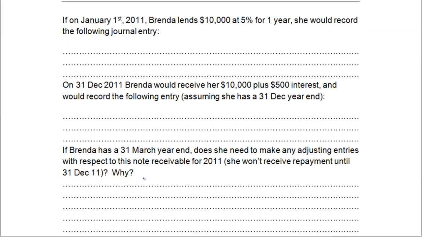Okay, so let's take a look at Brenda and her situation. On January 1st, she lends $10,000 at 5% for 1 year. She would record the following entry: debit note receivable $10,000, credit cash. And so a year later, Brenda gets repaid in cash, and the note receivable goes away.